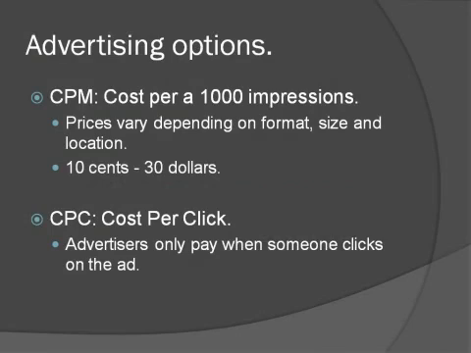Advertisers can pay per each 1,000 impressions of a certain banner. This is called CPM. CPM prices vary depending on the format, size, and location of the banners. Other important factors include the demographics of the website's visitors. CPM rates vary from 10 cents up to $30.